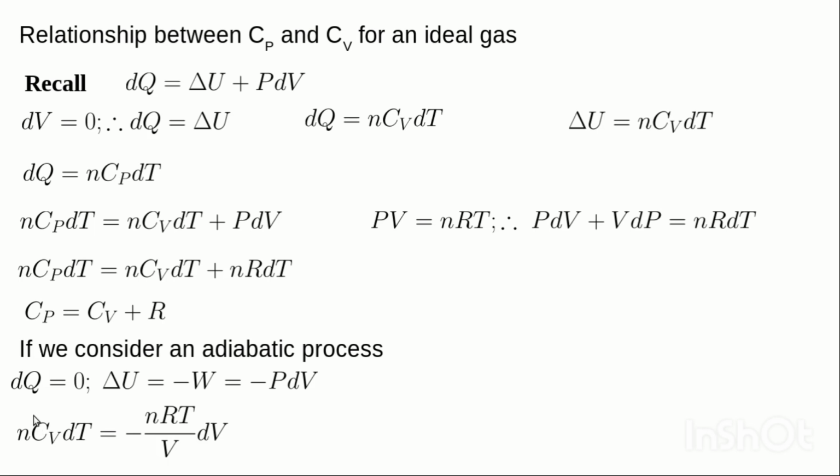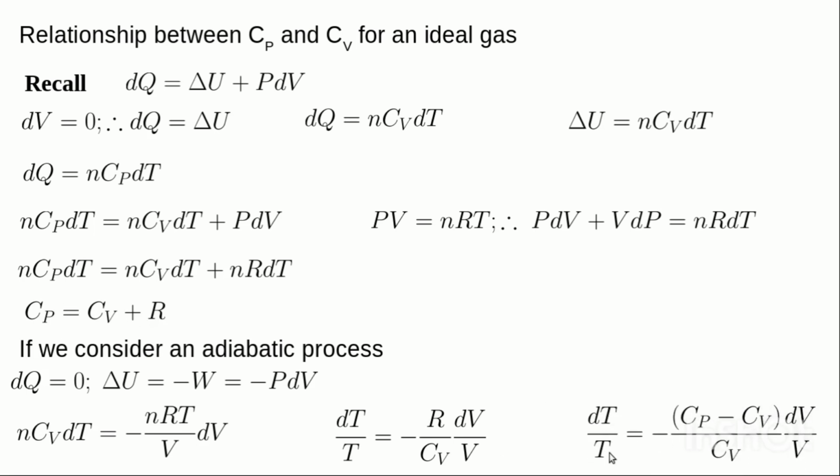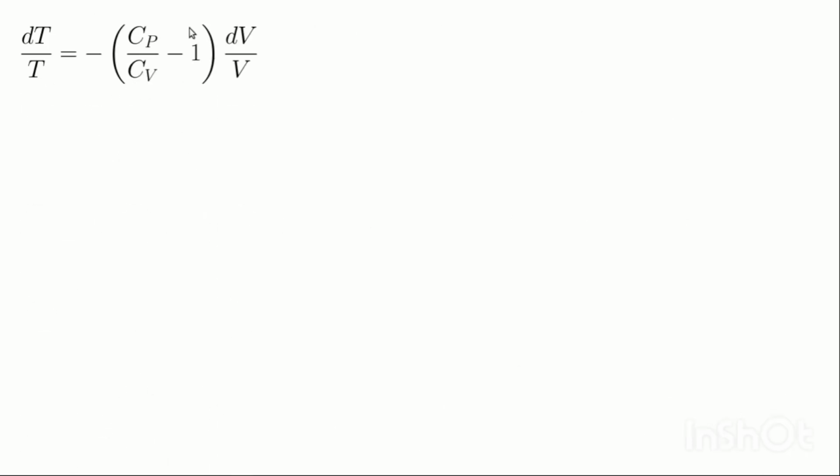At this point, n can take care of n and rearrange. We have dT all over T, that is, this T comes down here, then dV all over V, then R all over Cv from this point. Okay, now that we have established that R, from here we can replace R with Cp minus Cv. That gives us dT all over T with this expression. Okay, so we can take this one to this bottom, so that it becomes Cp all over Cv minus 1. And that gives us this expression.